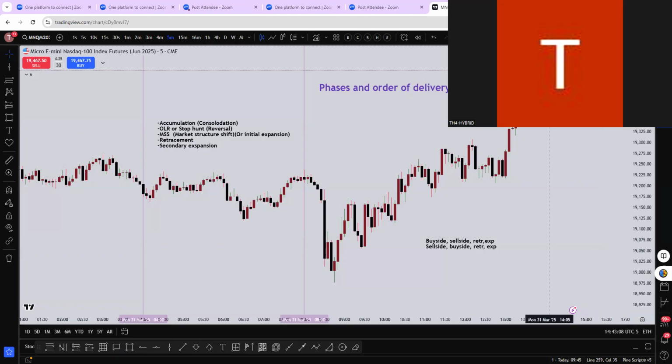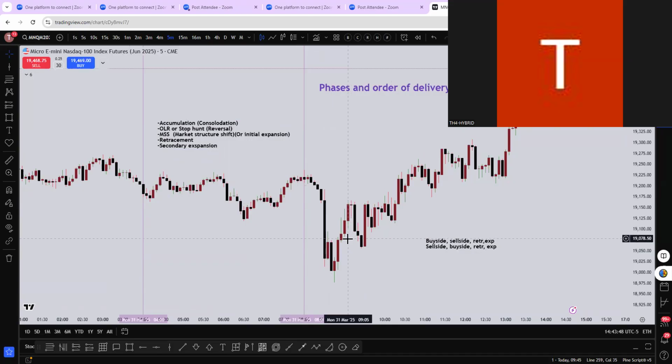So the order of delivery is based off of timed functions of the algorithm, like we learned in the last video, and it has an order to it. So everything starts with an accumulation or a consolidation. The market must start there because that's a price discovery phase where buyers and sellers are auctioning around fair valuation to figure out where the best price levels are to move down, up, sideways, whatever it is. Everything starts from an accumulation.